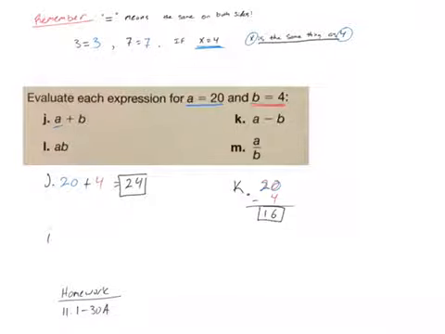On l, now it is a times b, so it's going to be 20 times 4. So that's going to be 0, 80. And then m is going to be a again, 20 divided by 4. Maybe writing this another way would be 20 divided by 4, which we will know goes into that 5 times.